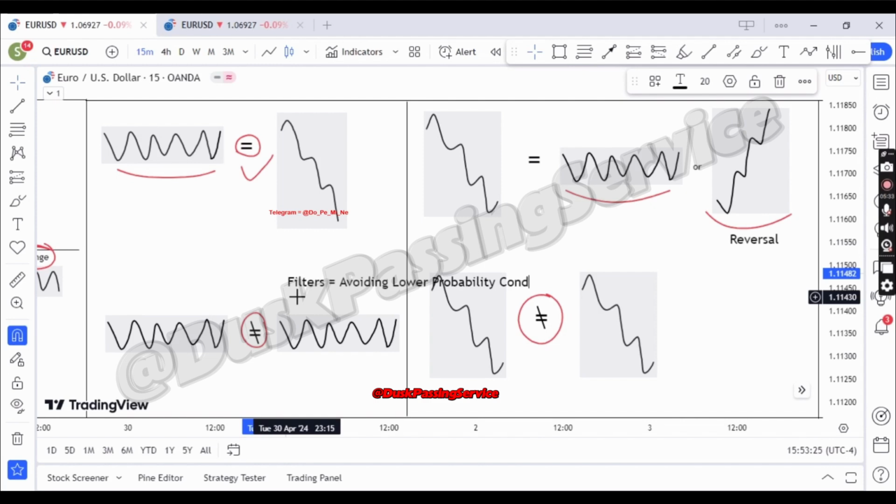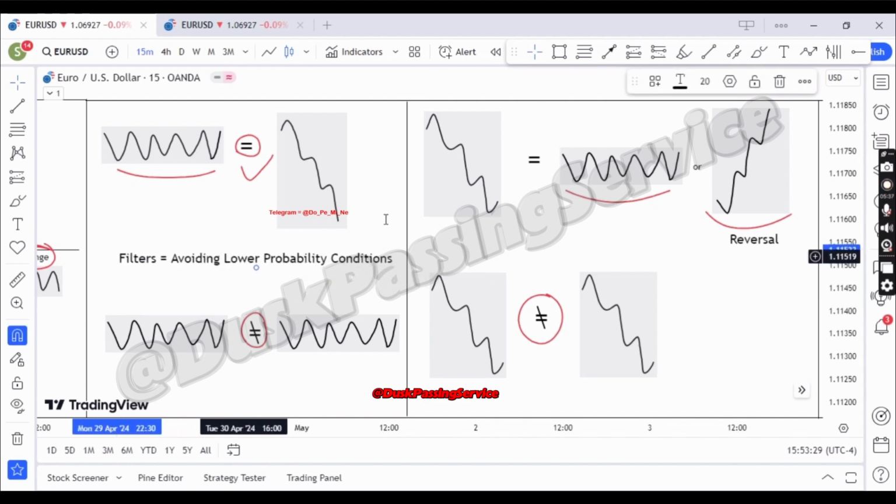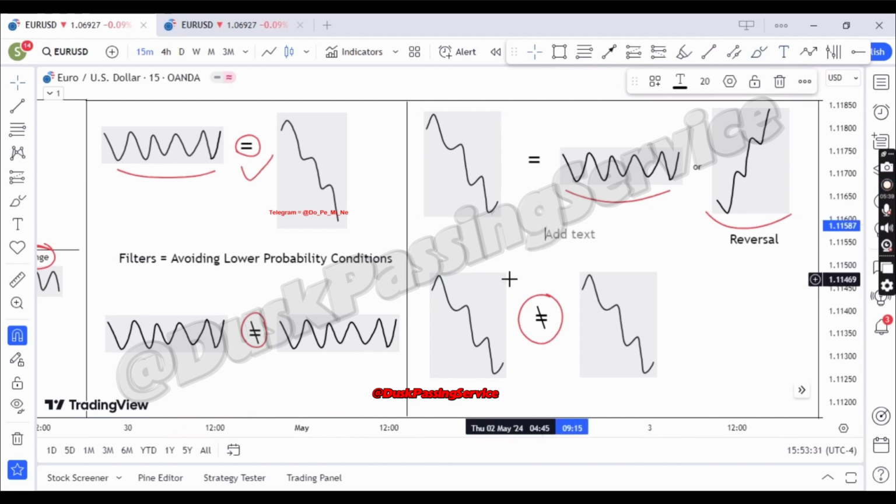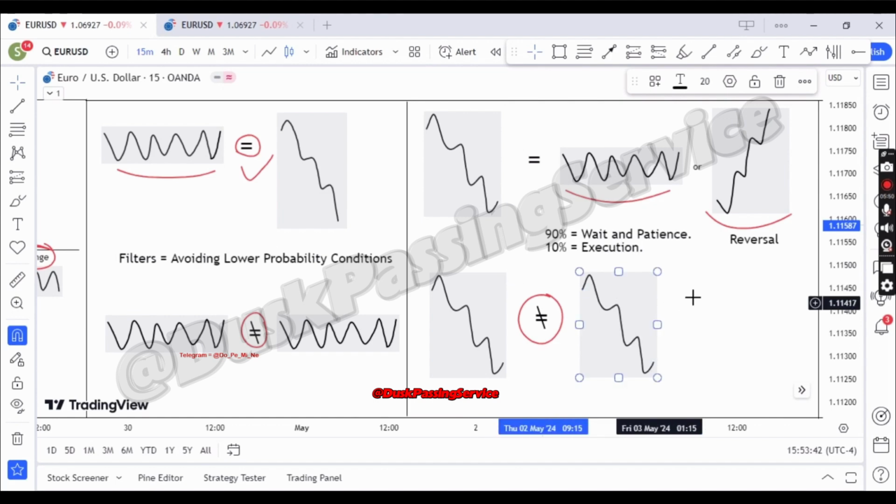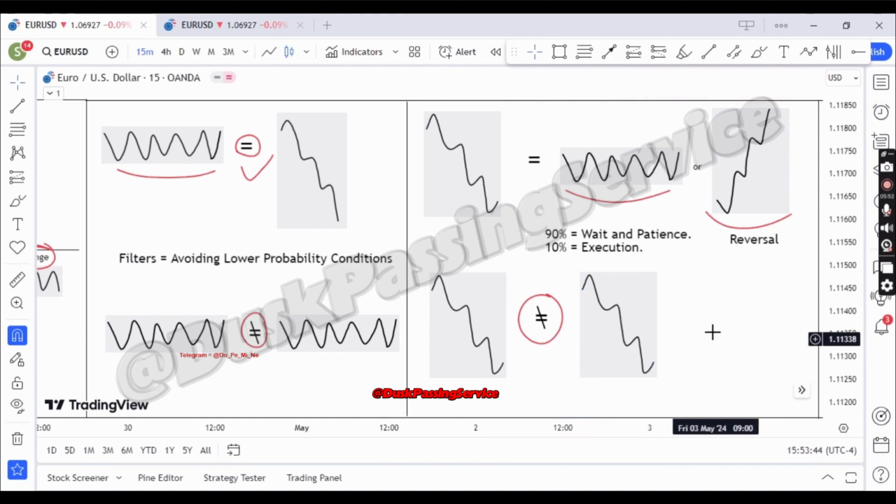Now most of you know that 90% of the time trading is all about patience and waiting for the right setup, and then the rest is executing your trade, which means that most of the time you're going to wait for your setup to form, and for it to form at a specific time of the day or at a specific market profile, and then you're going to execute your trade.